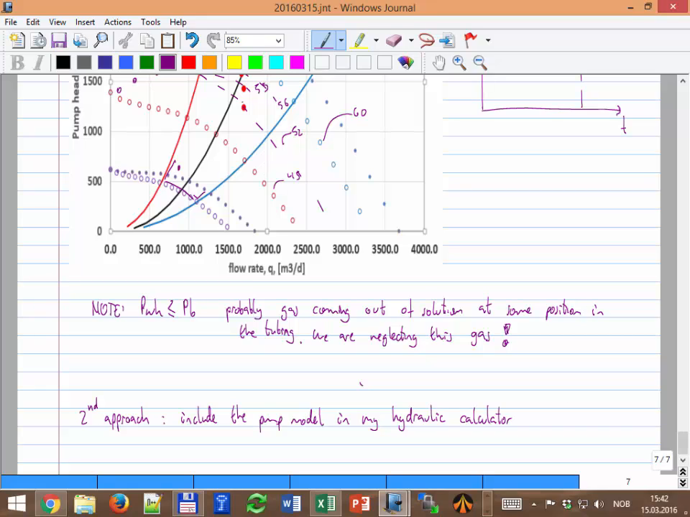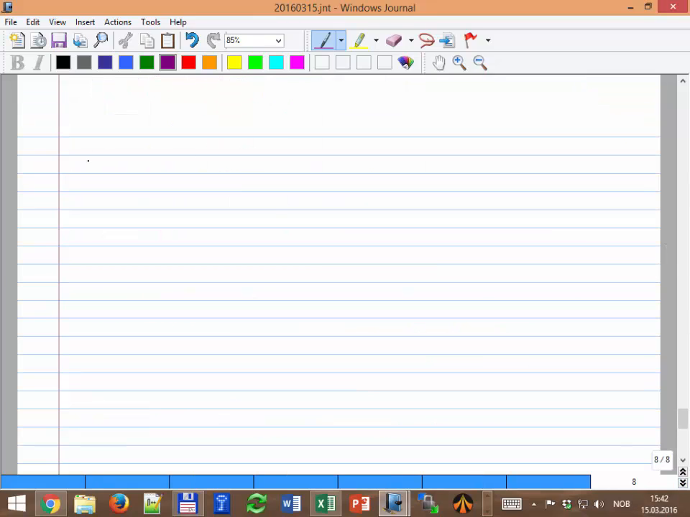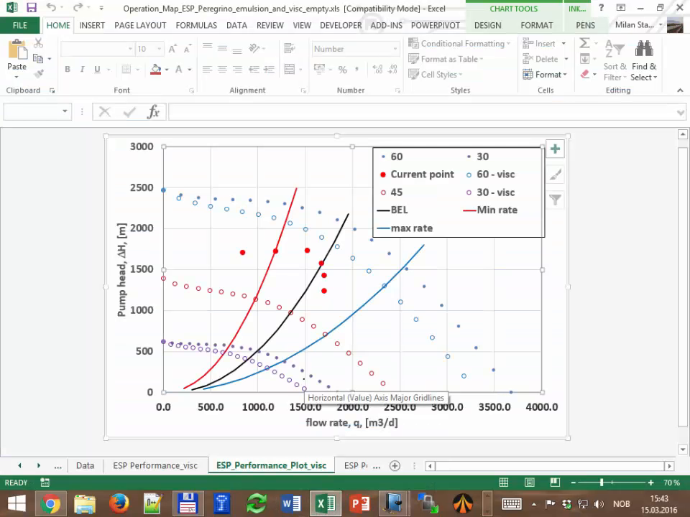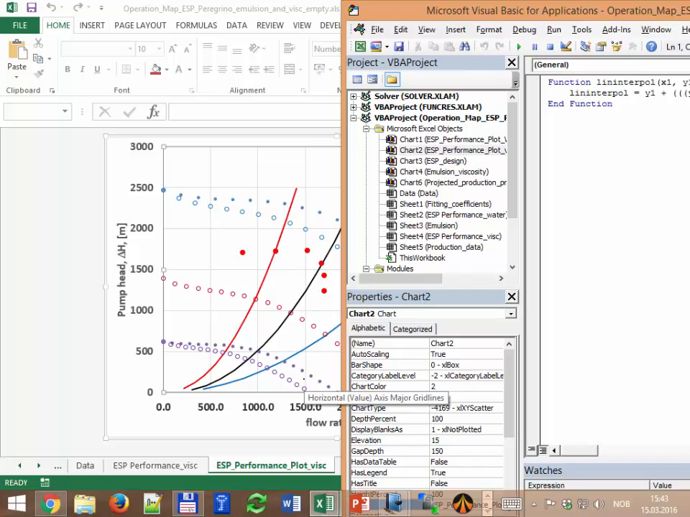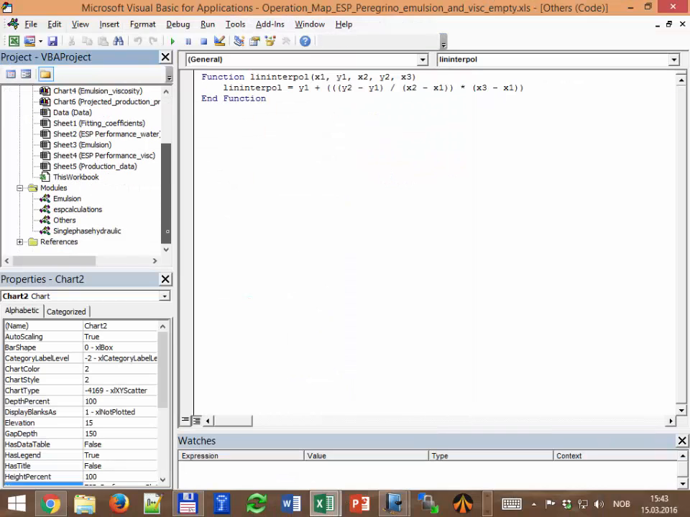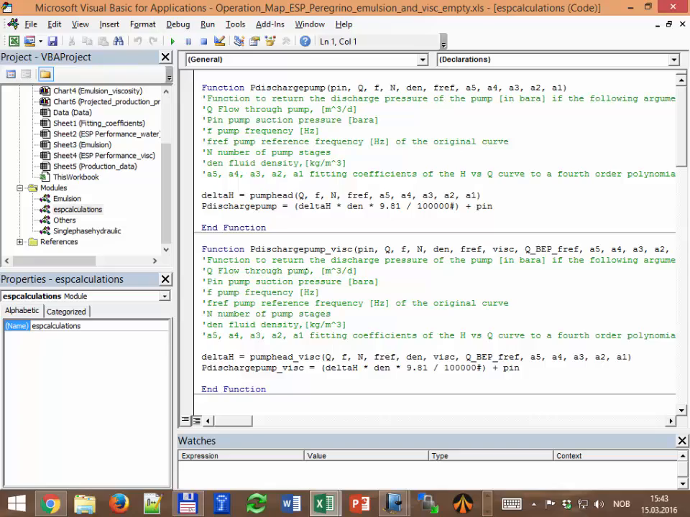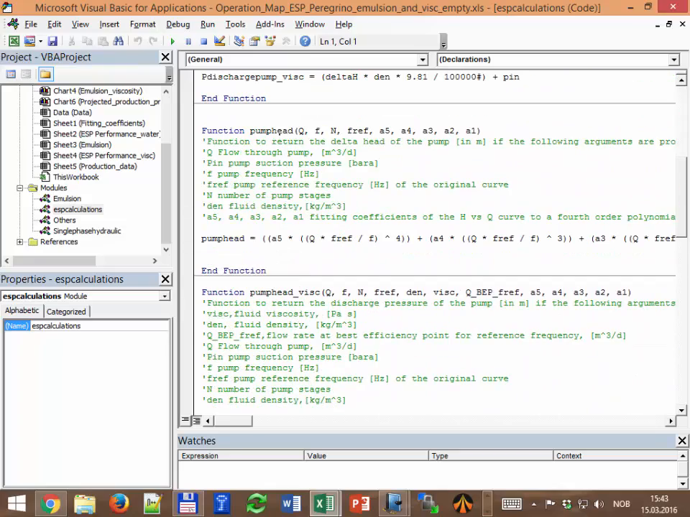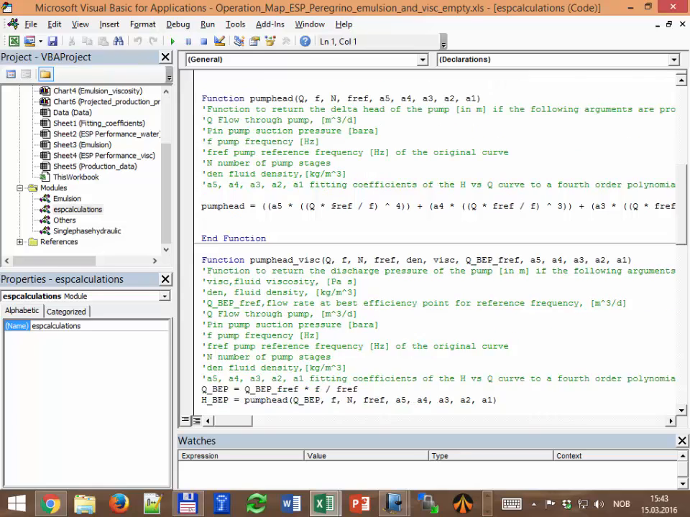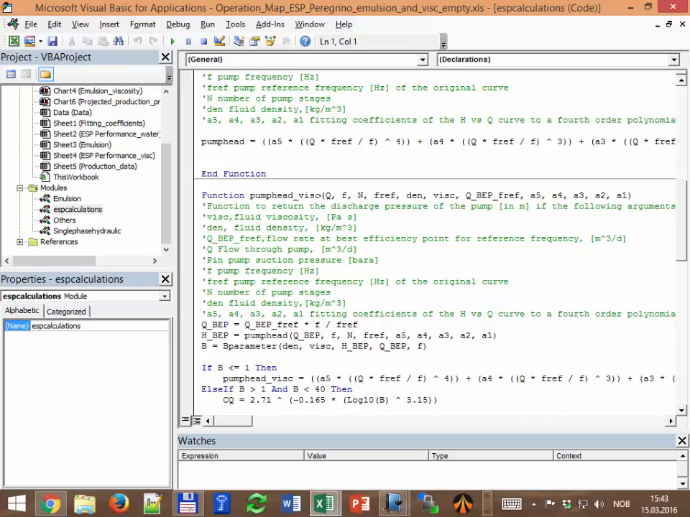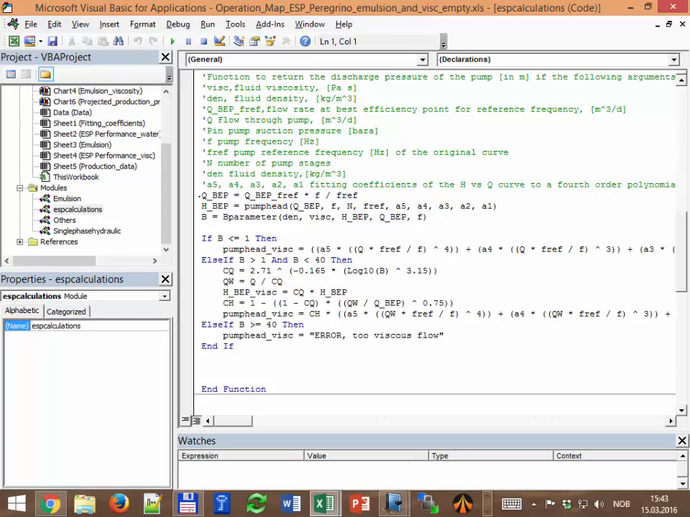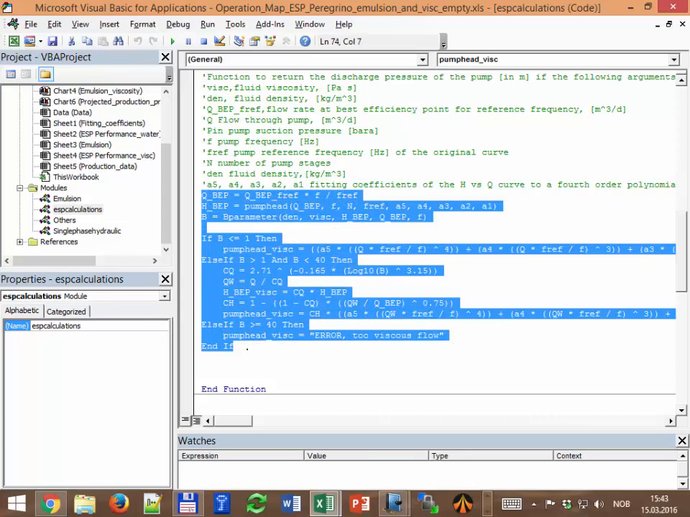Okay. Now I'm going to include the pump model in my hydraulic calculator, and that means adding these coefficients, okay? Luckily I already programmed it for you. If you press Alt F11, what I was using to plot the curve of the pump is actually pump head. That's with no viscosity, just with the coefficients that come from water. And then you have underscore viscous, and that's when you actually have a viscosity and you have to make the correction. The correction method from the Hydraulic Institute is all programmed here, okay?